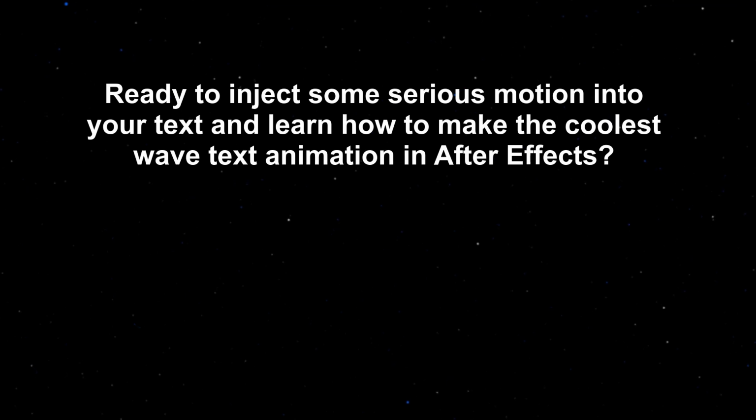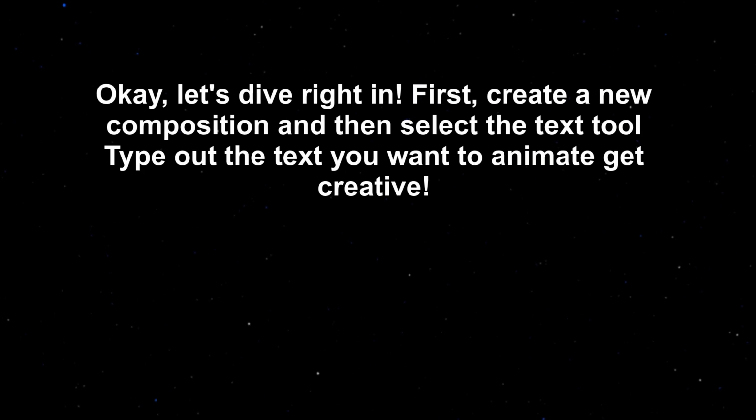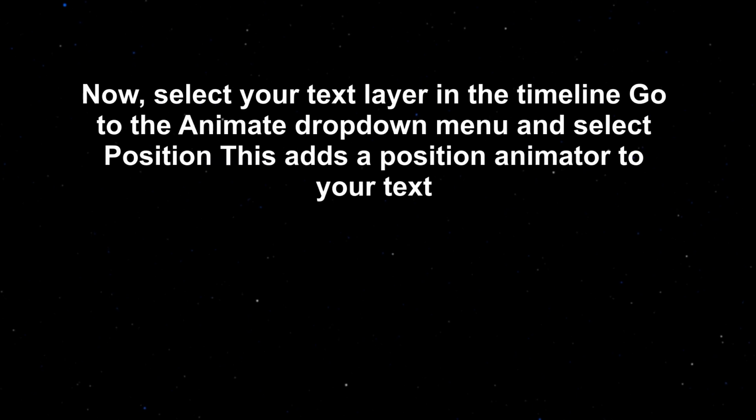Ready to inject some serious motion into your text and learn how to make the coolest wave text animation in After Effects? Okay, let's dive right in. First, create a new composition and then select the text tool, type out the text you want to animate, get creative. Now, select your text layer in the timeline, go to the Animate drop-down menu and select Position.